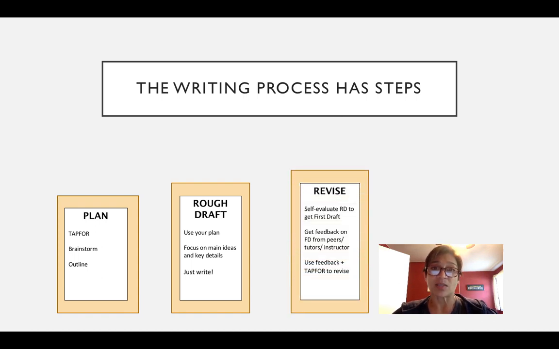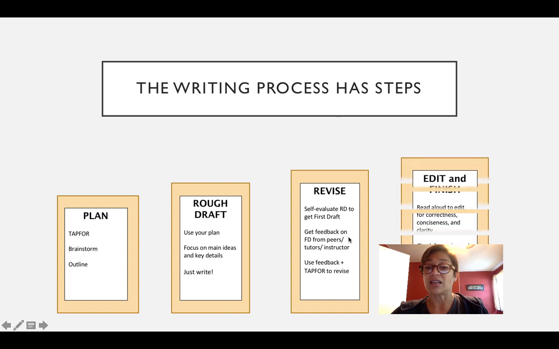The next step is to revise, which is a term you probably have heard before. And what I recommend is that you take that rough draft, give it a day if you can, away from it if you have the time, and then go back to it and self-evaluate it before you let anybody else take a look at it. So you want to use the TAPFOR, make sure you're on topic, writing to the same audience with the same purpose. Make sure you have all the organizational elements of the genre. And then fix any weak spots so that you end up with something that I call a first draft. And that's the one that's ready to be taken out to the public. It's pretty decent. That's the draft you want to get feedback on.